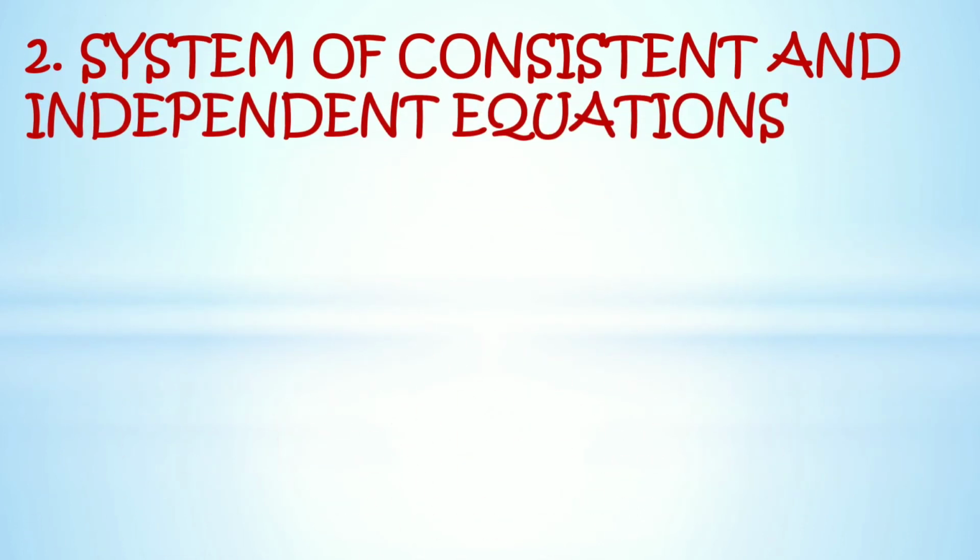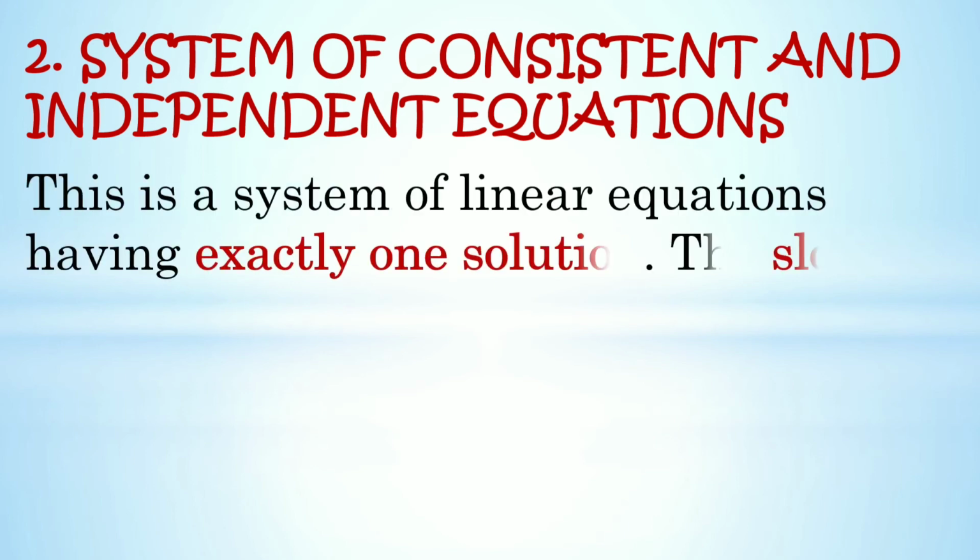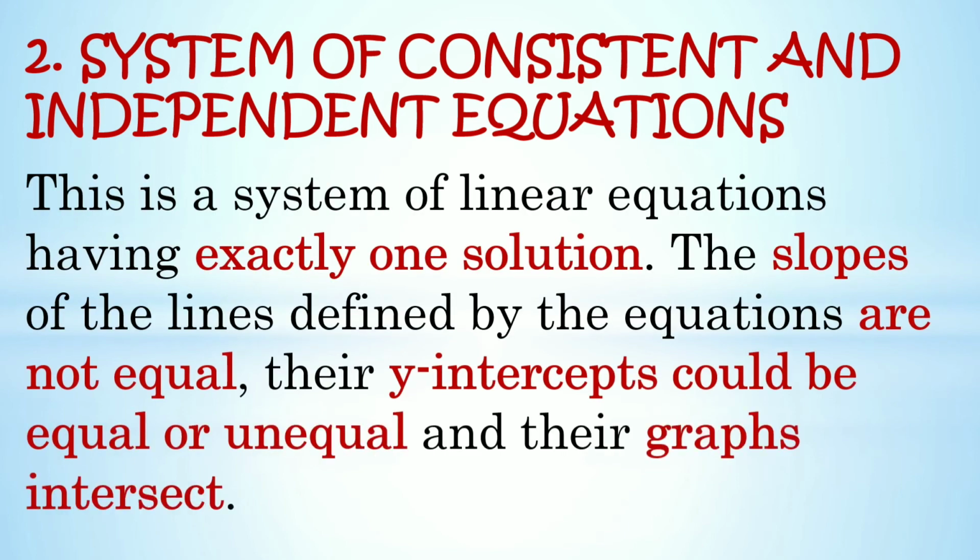So, number 2, we have system of consistent and independent equations. So, this is a system of linear equations having exactly one solution. So, the slopes of the lines defined by the equations are not equal. So, hindi equal ang kanilang slopes. And their y-intercept could be equal or unequal. So, yung y-intercept pwedeng equal, pwedeng hindi. And their graphs intersect. So, pag ang graph ay nag-intersect, so siya po ay system of consistent and independent equations.